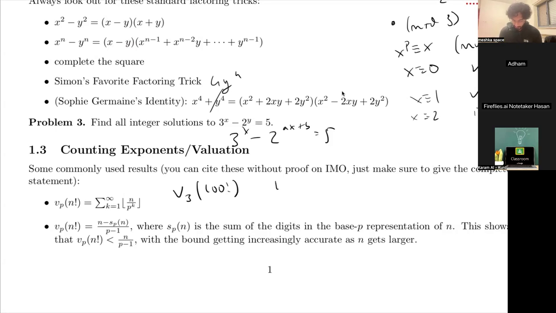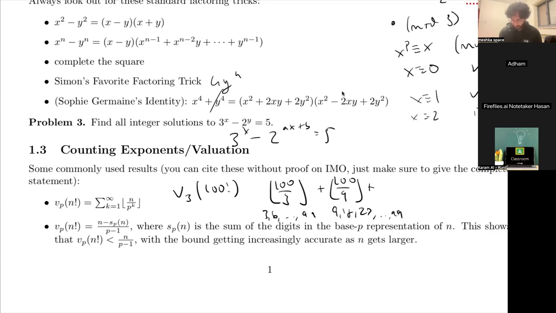So first I'll look at 100 over 3, floored. These are the multiples of 3, counting 3, 6, all the way to 99. Each of these contributes 1 power of 3. But this is not enough, because there will be some multiples of 9. Those will contribute an additional power of 3. So I have to do 100 over 9. This will count 9, 18, 27, all the multiples of 9.